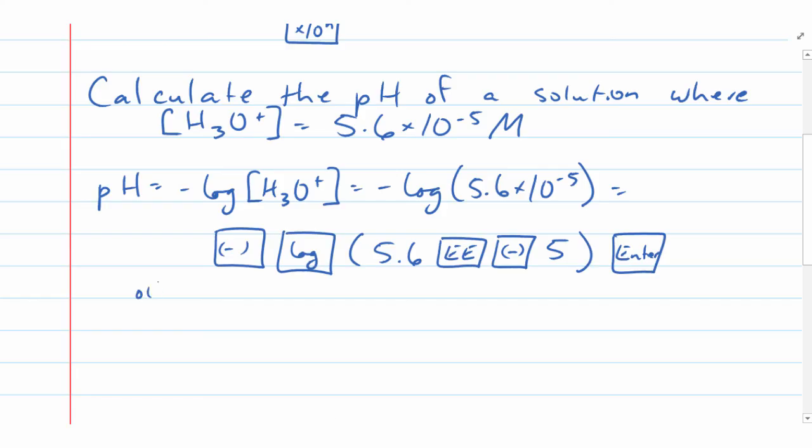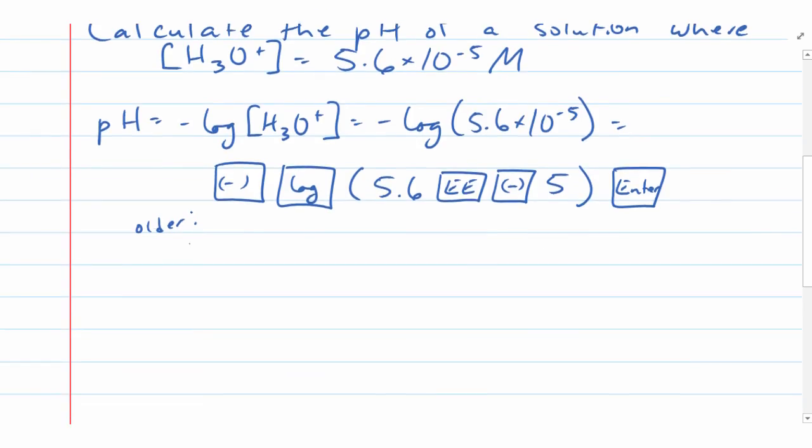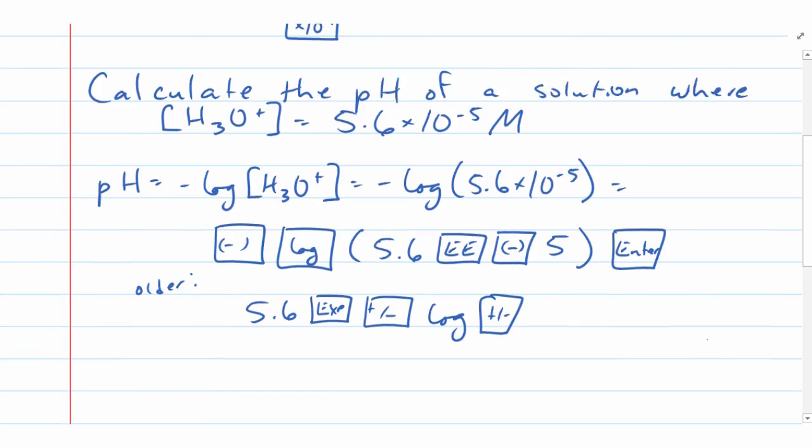And if you have an older model calculator, maybe an older single line Casio or Sharp, yours is going to go in like this: 5.6. You hit the EXP button, then your sign changing button, and then you hit the log key, and then your sign changing button again. And you get the answer. So run through that.